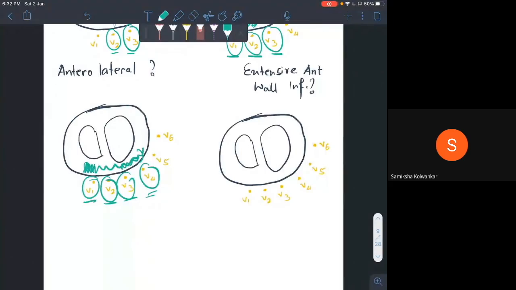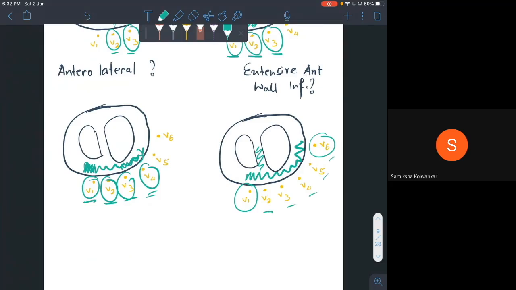This is the kind of infarct where a large significant amount of the muscles which are involved in the majority of the pumping of the blood are involved. So the extensive anterior wall infarct is defined as a place where all your leads from V1 to V6 are involved.